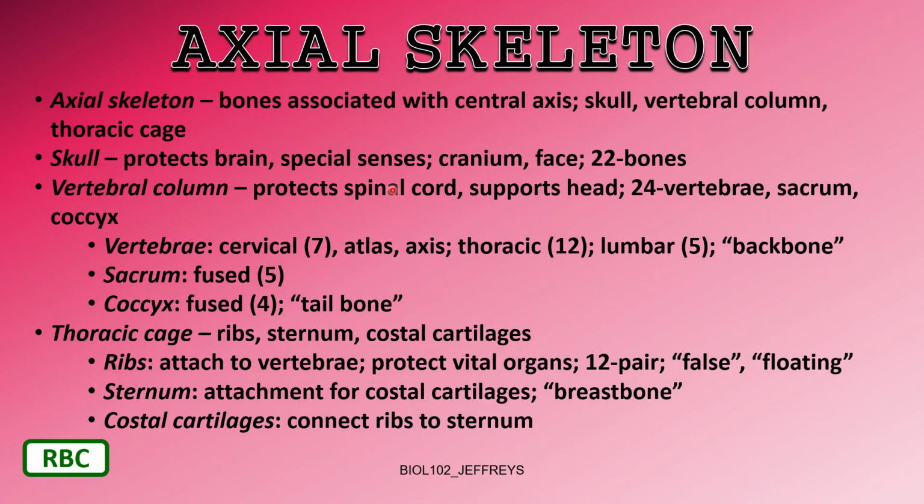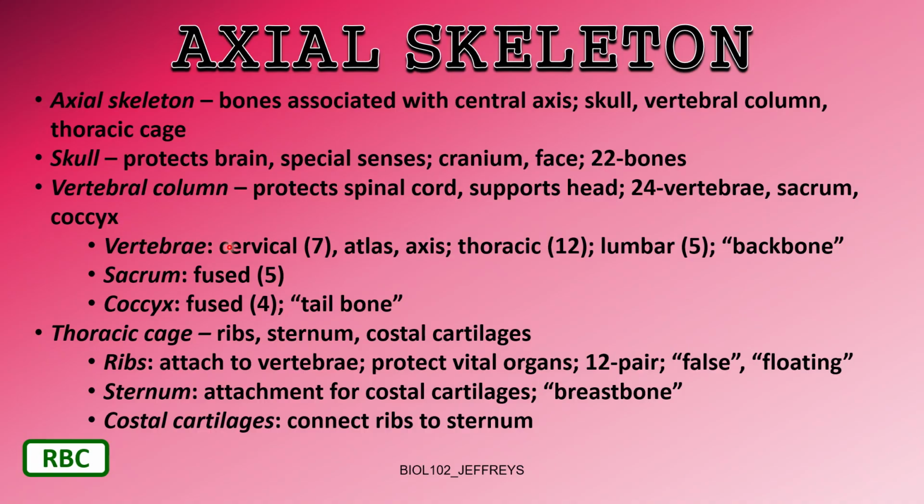The vertebral column protects the spinal cord. The spinal cord travels down through a hole in each of the vertebrae, so that your spinal cord is completely wrapped in bone, encased in bone. The vertebral column supports the head. There are 24 vertebrae, and then there is a structure called the sacrum, and then a structure called the coccyx.